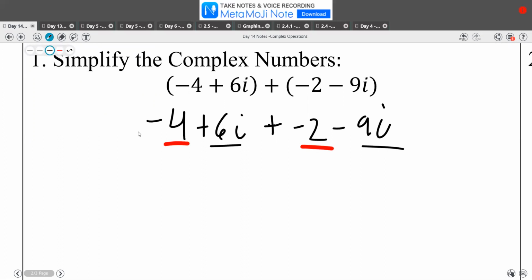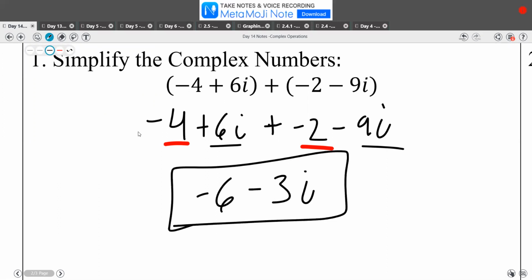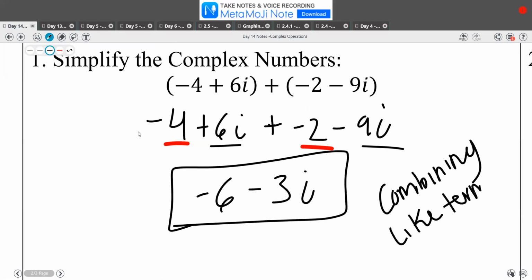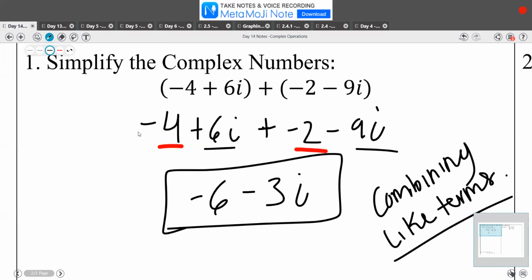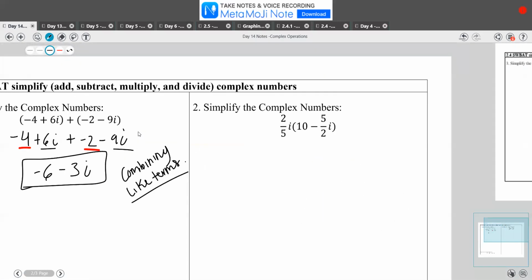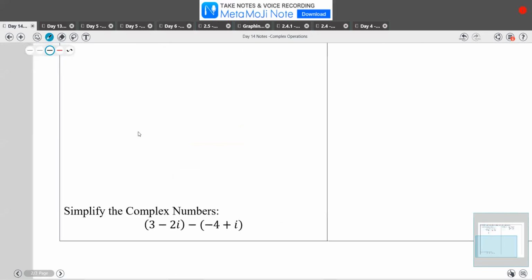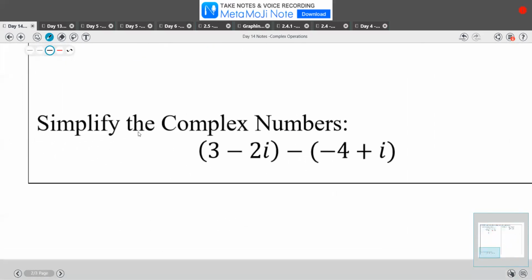Okay, so my answer would be -4 plus -2, which is -6. And 6i plus -9i, which would be -3i, and that would be my answer. Simple as combining like terms. Okay. You would do the same thing for something that looks like that.